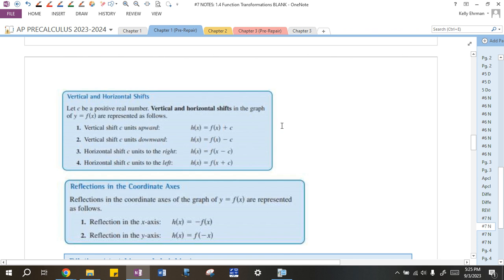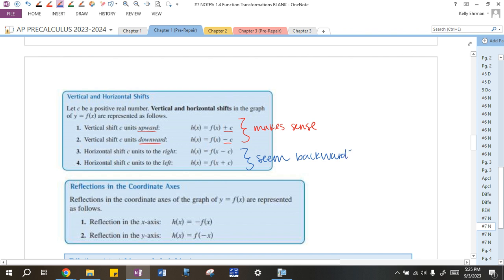So first of all, vertical and horizontal shifts, these are the ones that make sense. Vertical anyway. Makes sense. Plus means up, minus means down, right? That's if you're adding or subtracting something on the end of the function. Horizontal shifts are kind of backwards. I'm going to say they seem backwards.